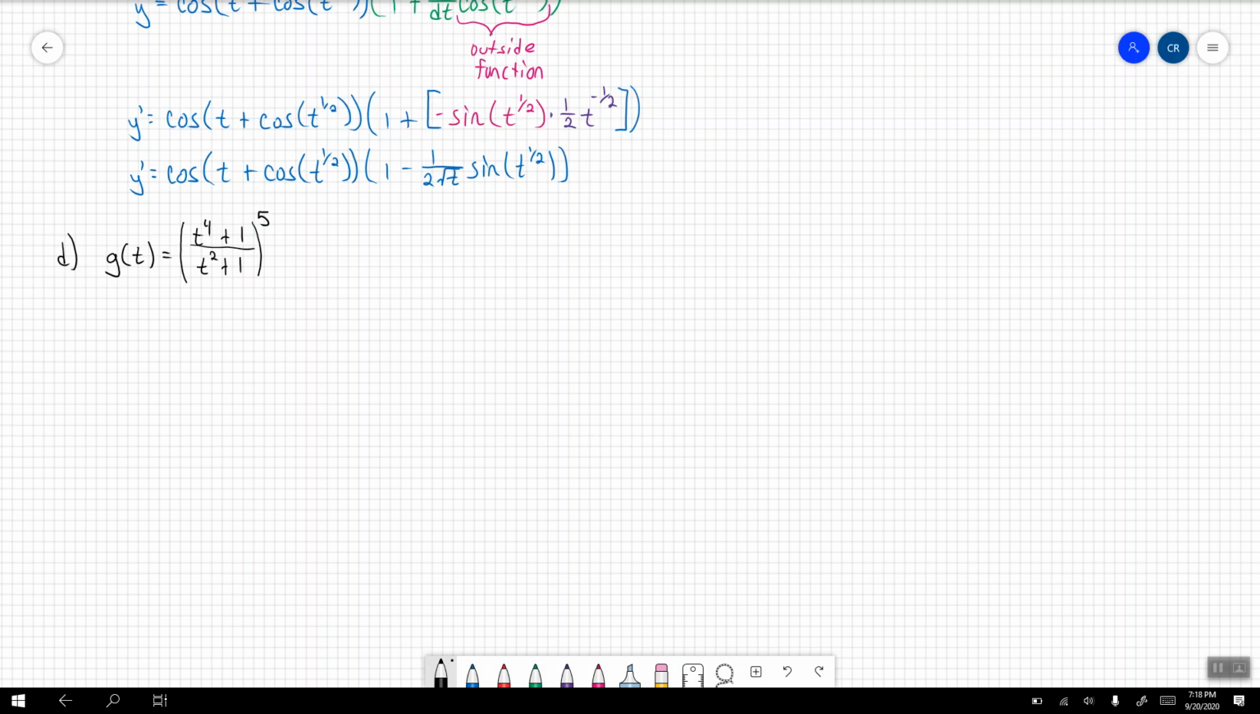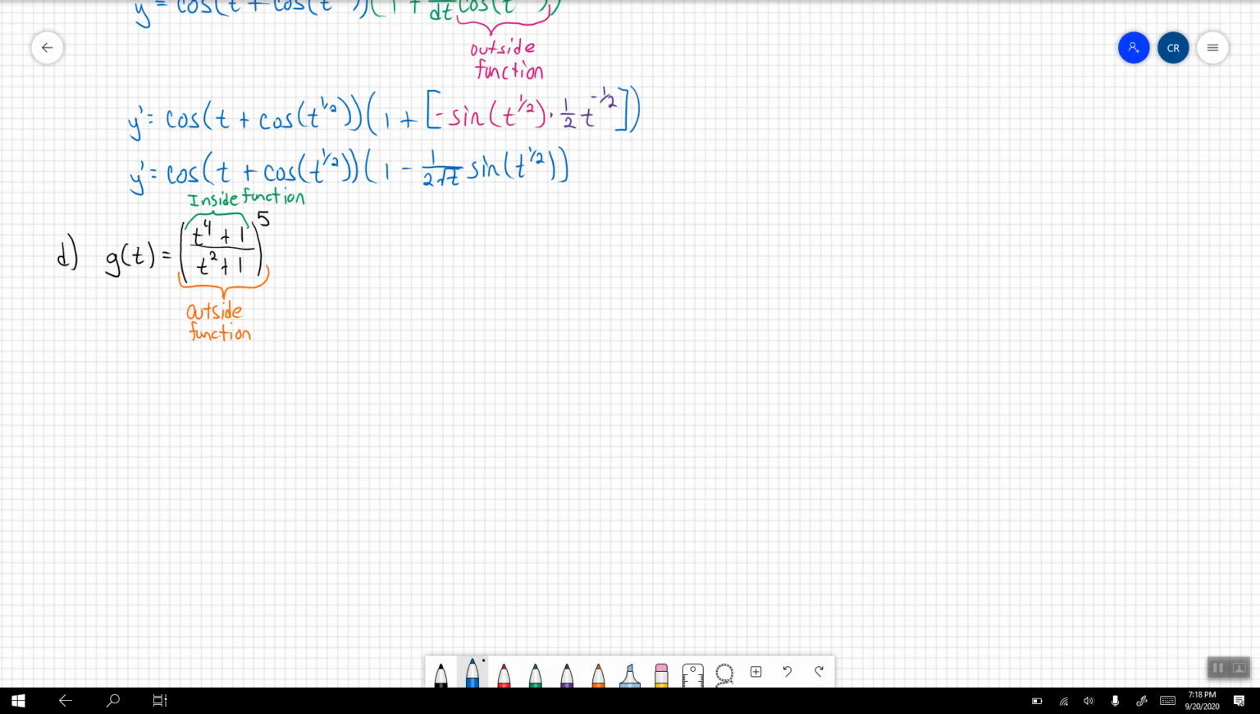All right. So now again, we have to take this derivative, and we want to identify that we do have this outer function that we're observing, and we do have this inner function. So the outside function is this whole piece to the power of 5. So that's my outside function. And we also have an inside function, which is that whole fraction, which is t to the 4th plus 1 all divided by t squared plus 1.